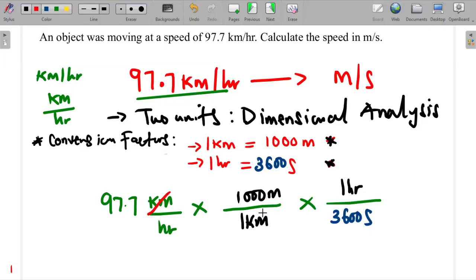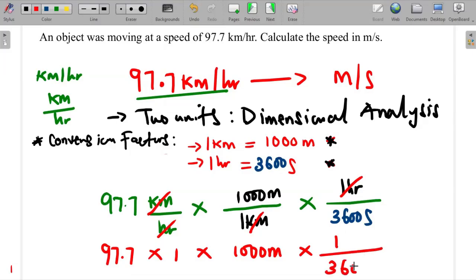So kilometer cancels with the kilometer. The hour cancels with the hour. So now what do I remain with here? I remain with 97.7 multiplied by, these units have cancelled, so this is just 1, multiplied by 1,000 meters, multiplied by, on top there's just 1, and then divided by 3,600 seconds. So what are we going to do here? Just multiply whatever is on top, because this is the same as divided by 1, divided by 1, divided by 1. So it will be 97.7 multiplied by 1 multiplied by 1,000 multiplied by 1.